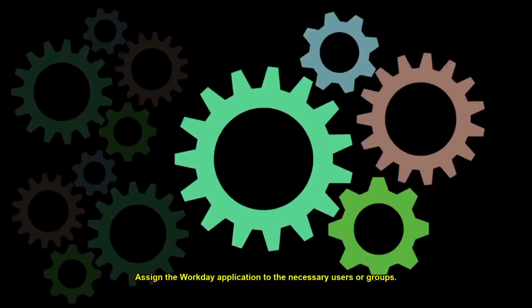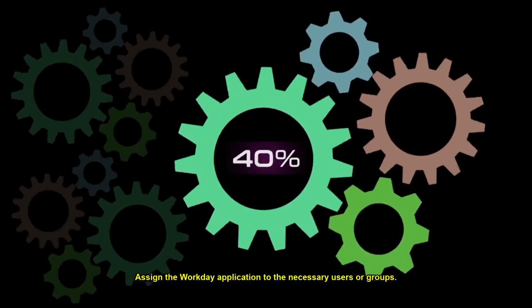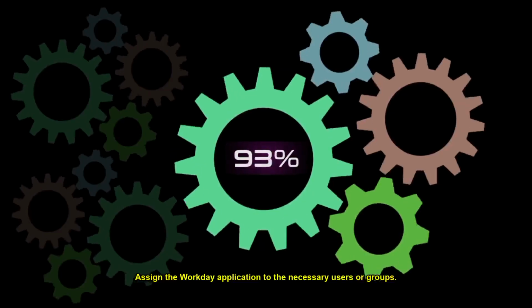Now navigate to the Assignments tab in Okta. Assign the Workday application to the necessary users or groups. After assignments are complete, switch to the user testing phase.